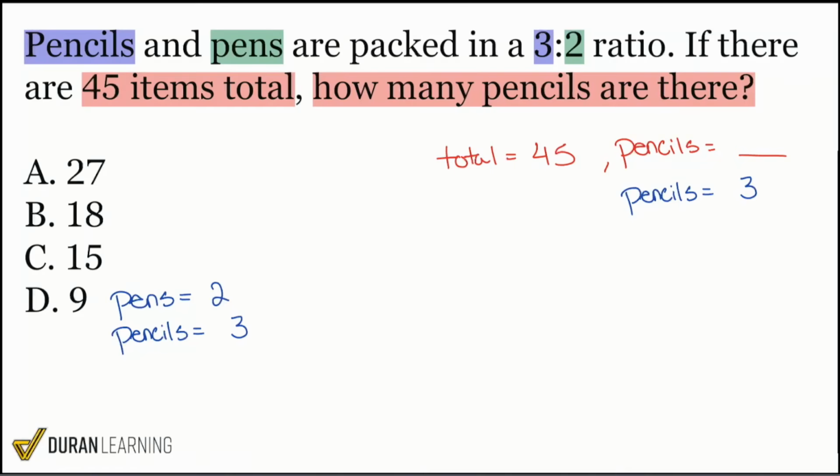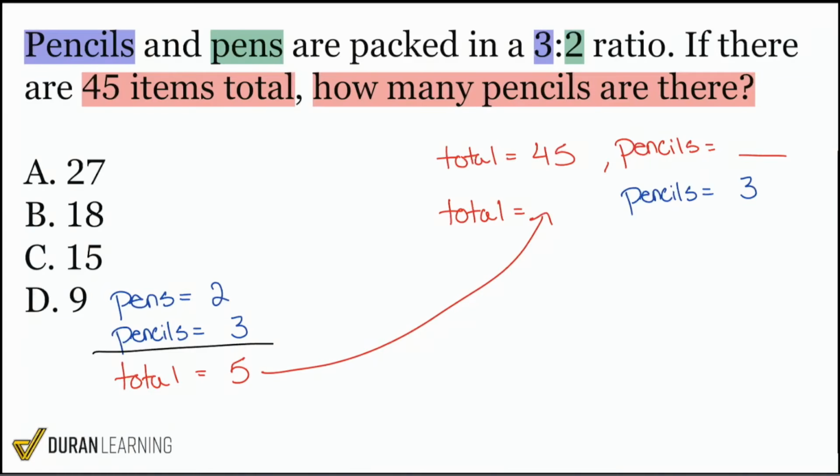Yeah, and that's going to be with addition. So let me write total over here and show you how I get that. So let me go ahead right over here. If we have 2 parts pens to 3 parts pencils, adding them together gets us that total. And that'll be 5 total parts. That's what I'm going to include right here. And that's what I'll do.